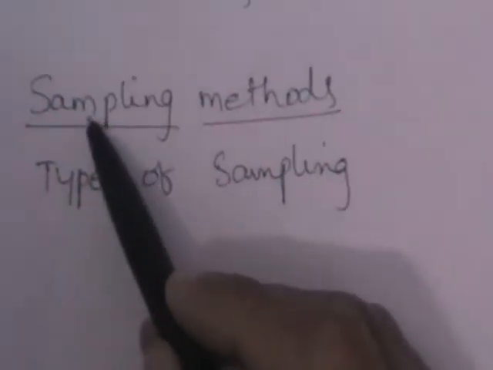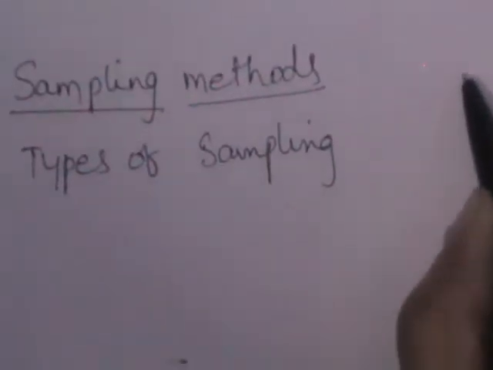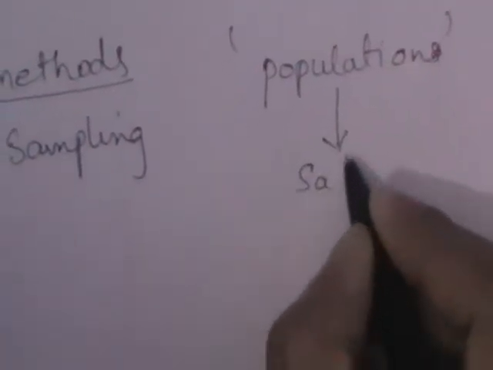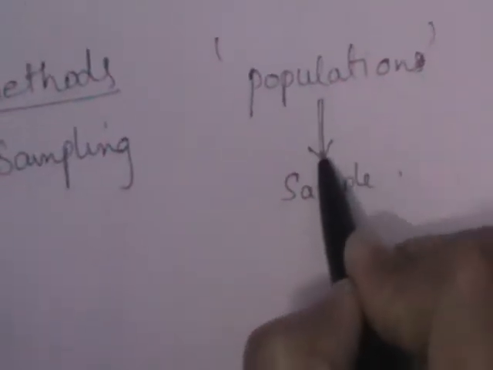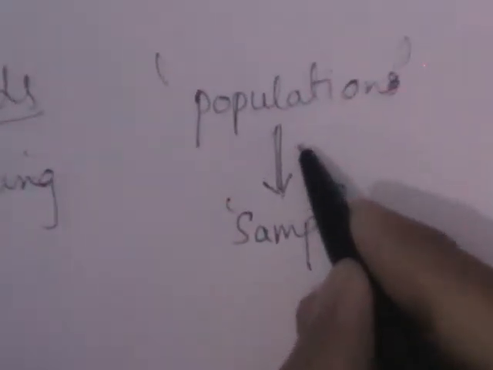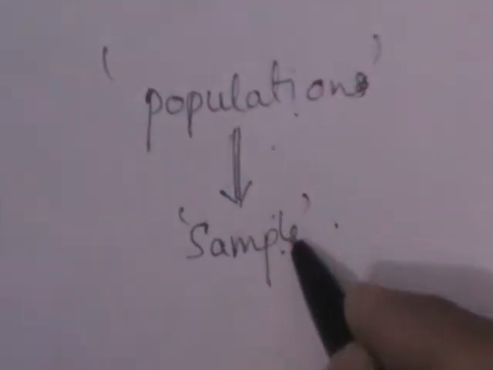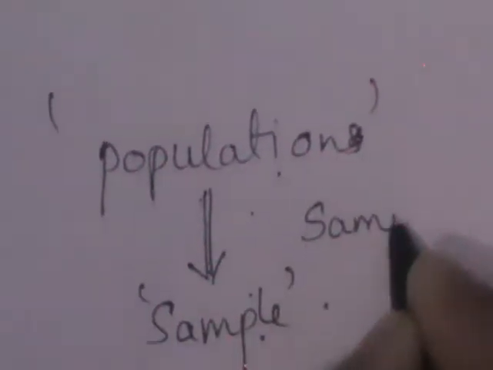The next topic is sampling methods. I think you know what sampling is. We have a superset or a collection of objects under study, which is called the population. We are going to draw a small subset of this, which is called a sample. The way of drawing a sample from the population is called sampling.